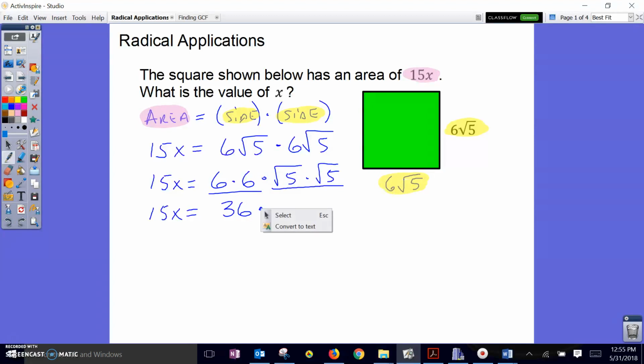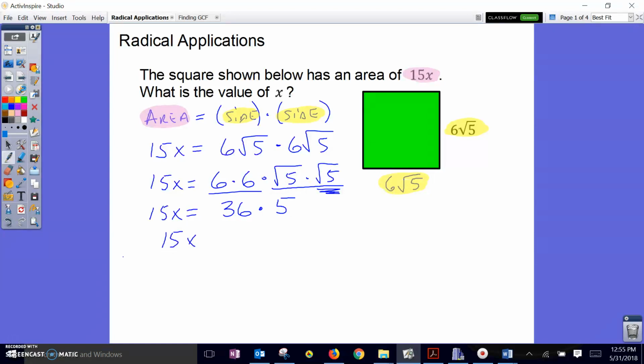And well, what does the square root of 5 times the square root of 5 give me? If you think about what the square root means, the answer to this should be relatively obvious. The square root of 5 is a number that when we multiply it times itself, we get 5. And that's exactly what we're doing here. We're taking the square root of 5 and multiplying it by itself. And so the result of that computation should be 5.